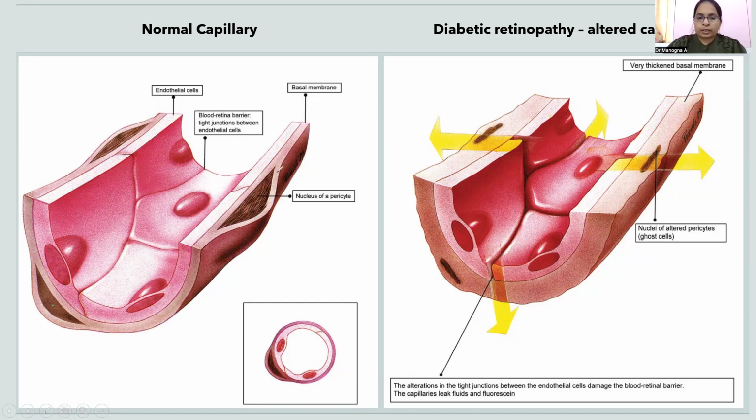What I have said previously: there is a loss of pericytes, there is a thickening of basement membrane, and there is a loss of endothelial cell function. All these are shown in this image.